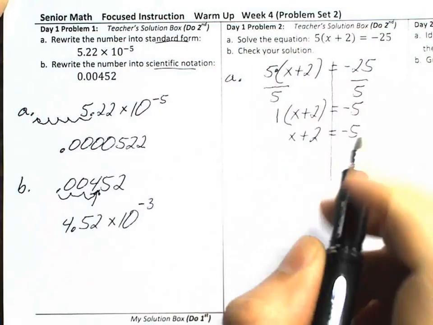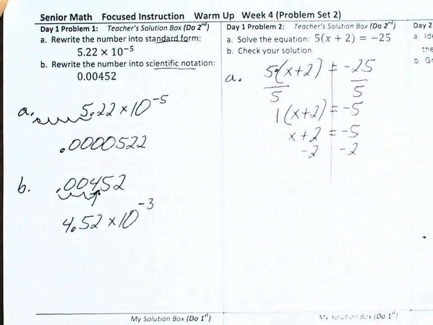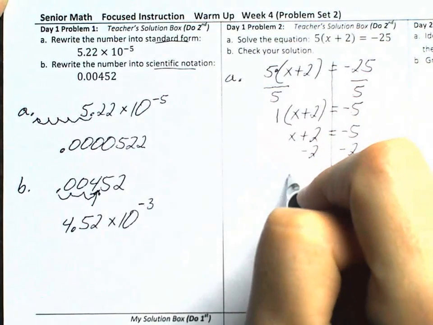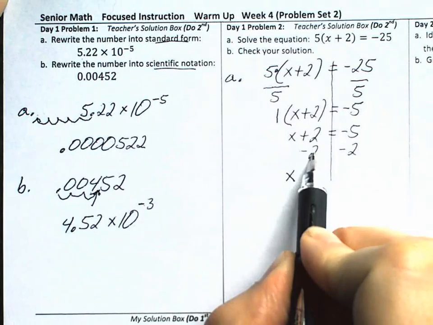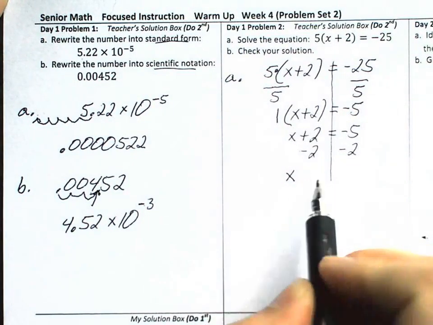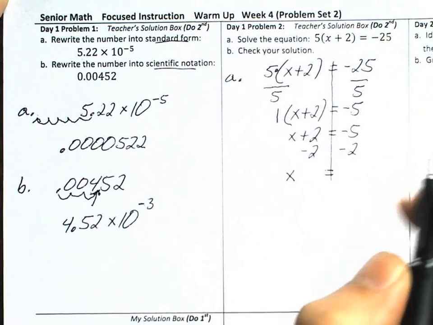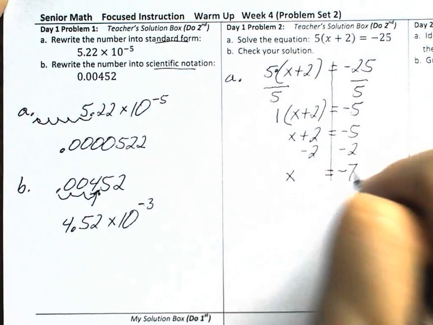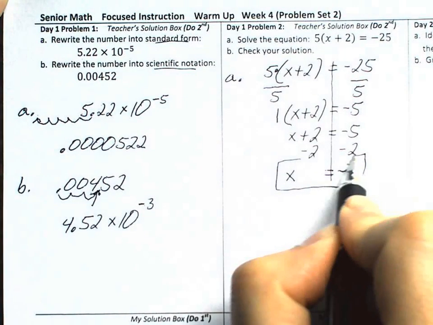To remove the plus 2 underneath, minus 2 and minus 2. The x can be brought straight below. Plus 2 minus 2 makes 0, and that equals negative 5 subtract 2 is negative 7. And so the answer that we think is correct for x is negative 7.